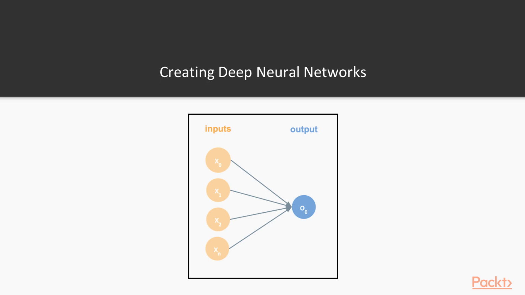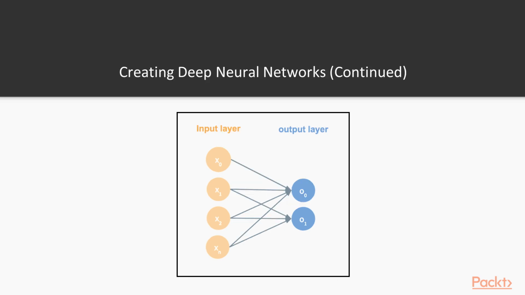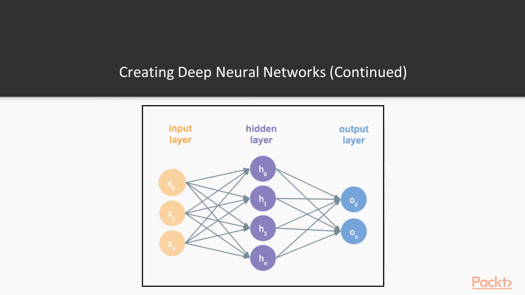To go from this diagram to a deep neural network, we just need to add some more nodes, as well as add some more layers. The middle layer is called a hidden layer, and we can have as many hidden layers as we want.